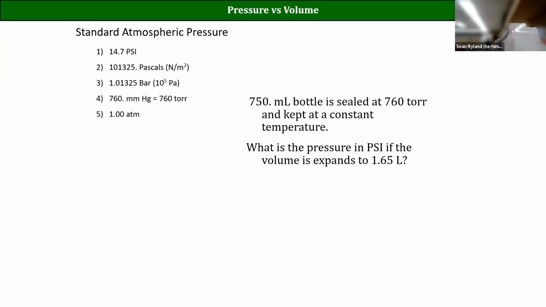So 760 torr times 0.750 liters equals 1.65 liters times P2. Gets something like, let's see, something like 300 torr.